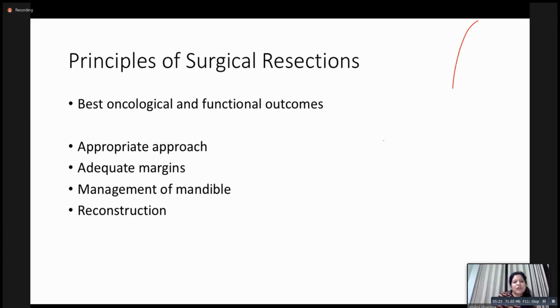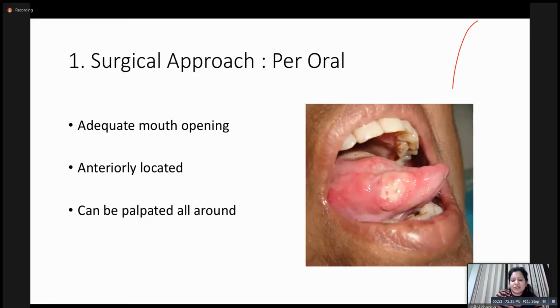Now, when we talk about the principles of surgical resection, we have to think about many things, and we have to plan our surgery accordingly to get the best oncological and functional outcome. This has to be in terms of appropriate approach so that we can achieve adequate margins. Mandible has to be given special emphasis because it is in close proximity to the tongue. And then finally, to optimize the functional outcome, we have to choose our reconstruction wisely.